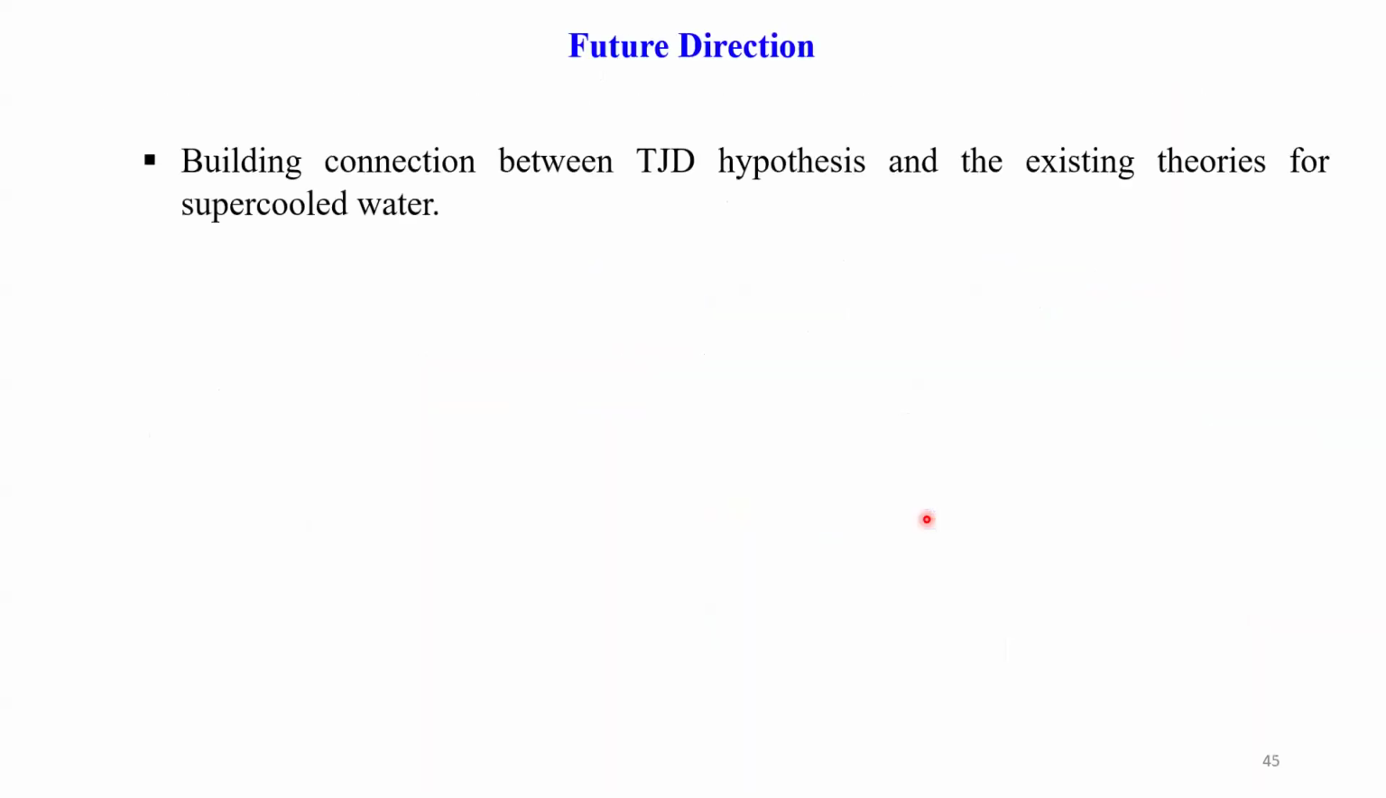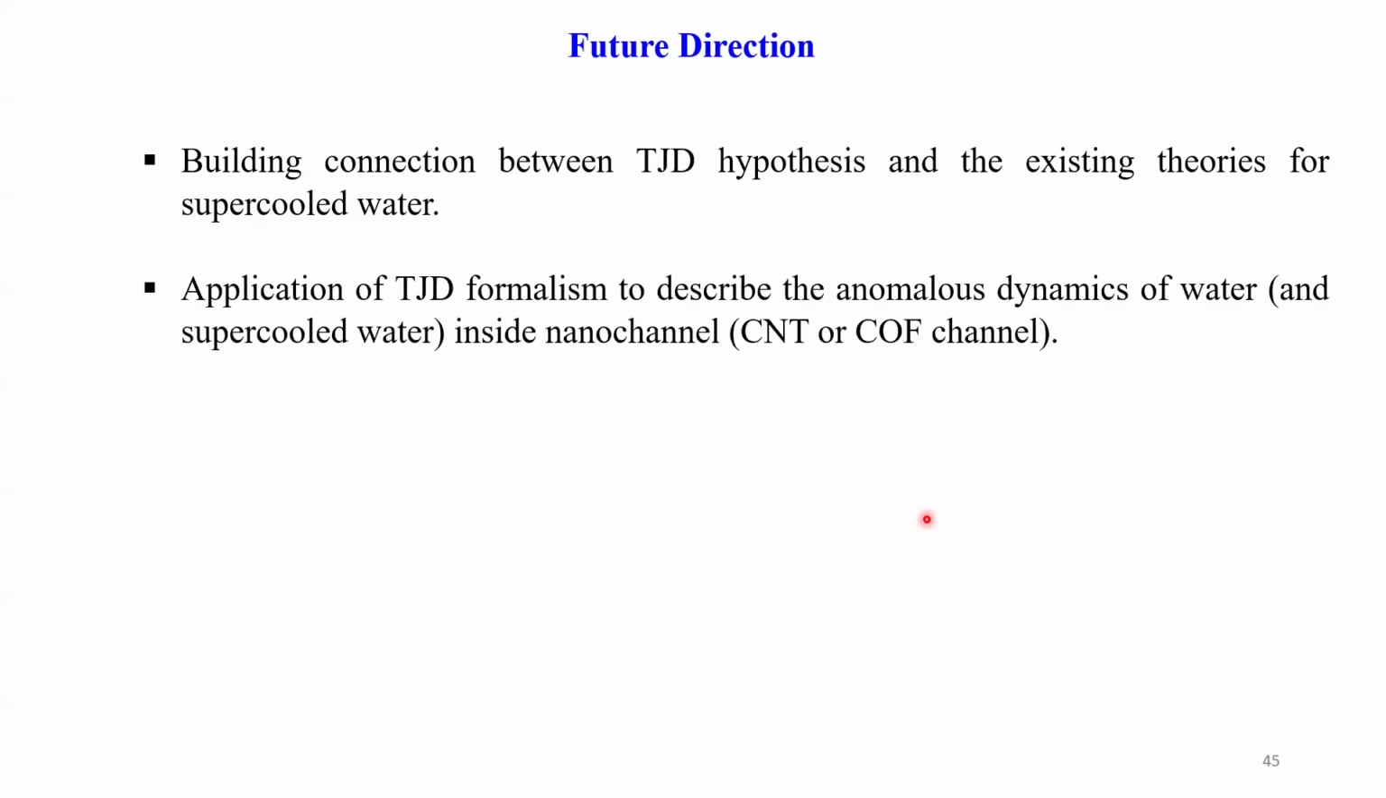So what are the future directions? As I already said, the connection between the Stokes-Einstein breakdown and the translational jump-diffusion approach is set. But the other part, the connection between the translational jump-diffusion approach and the existing theories of supercooled water, is still due. We have already started the work, and hopefully we will come up with new solutions, on why the jumps are happening and at what point the jumps are happening.